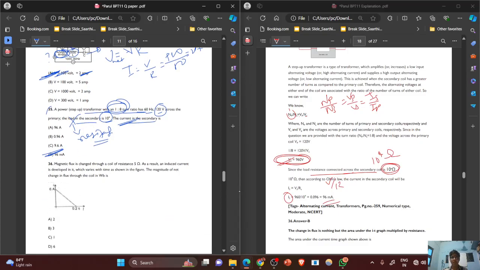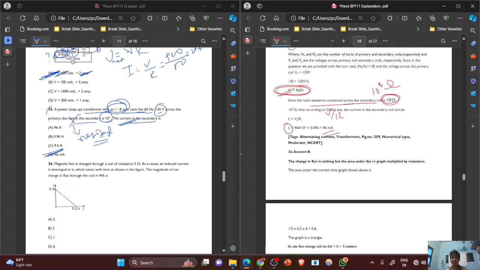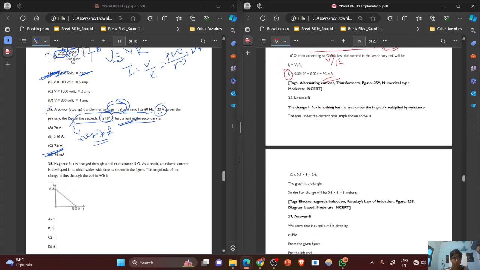Here load resistance is missing from the question. That's why I'm explaining the missing things. Sometimes there are typing issues, so we need to clear it out.